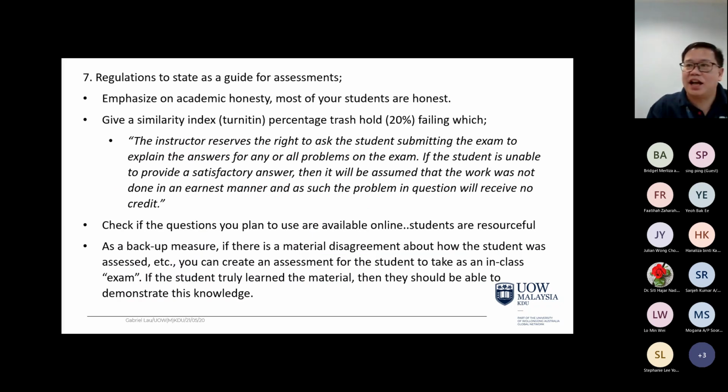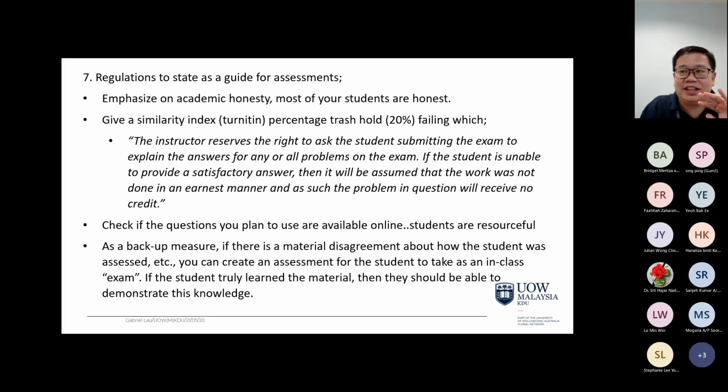Regulations to state as a guide for assessment. Now, in another guide, something we want to stress when you're doing online assessment is to come up with clear regulations. Tell your students this is an online assessment and basically what they will be doing. Tell your students that now it is online, you have the right to take their assessment and assignment and put it into Turnitin and check.